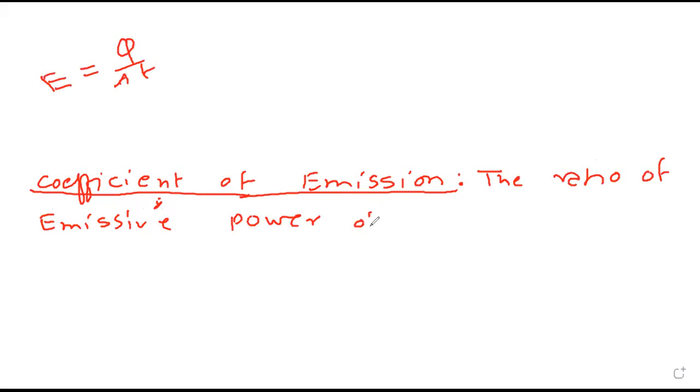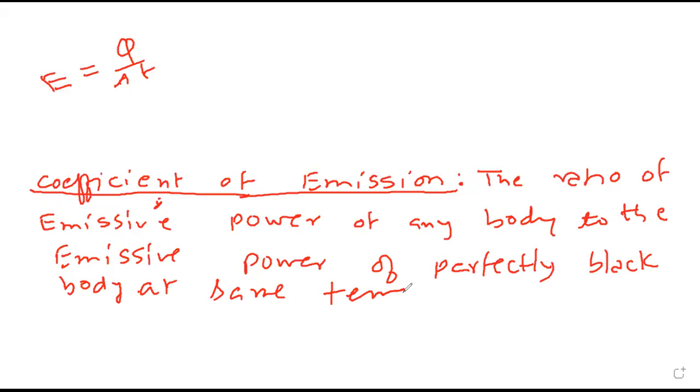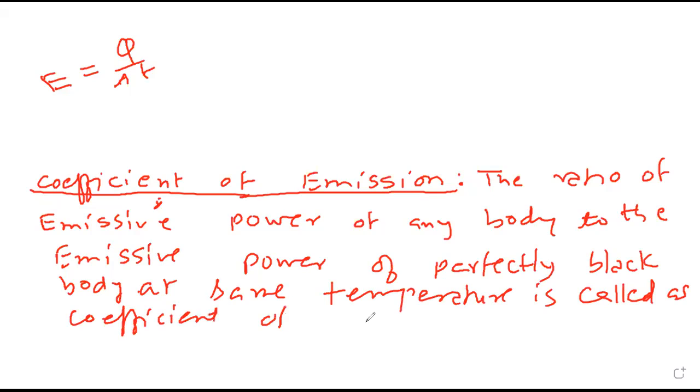Emissive power of any body to the emissive power of a perfectly black body at the same temperature is called the coefficient of emission. It is denoted by E equals E upon EB. No unit, because it is a ratio of two similar quantities.